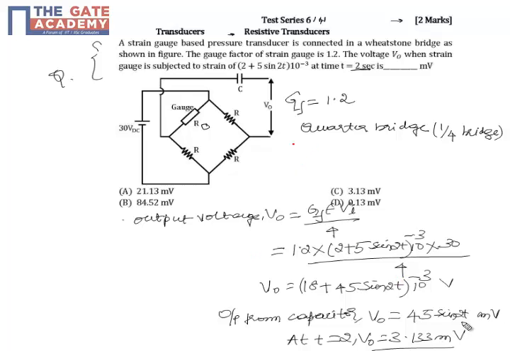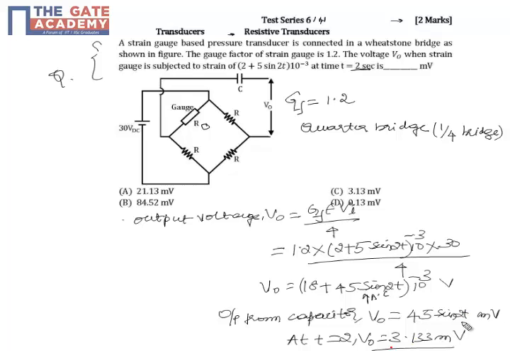We know that the capacitor blocks the DC voltage, so we get only the AC quantity. The AC quantity is this: 45 sin t into 10 to the power minus 3 volts, or 45 sin t millivolts. That is what is written here. We are asked to find the output at t equal to 2 seconds, so I substitute t as 2 seconds and simplify.